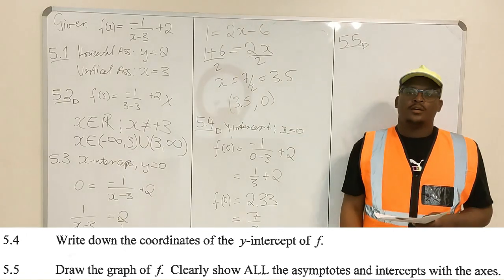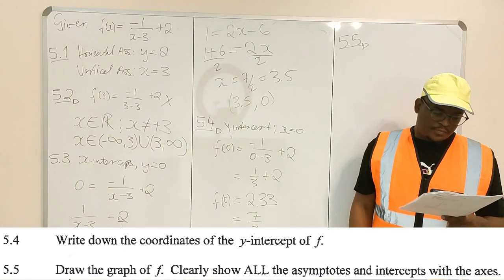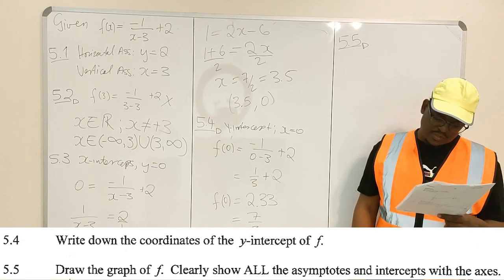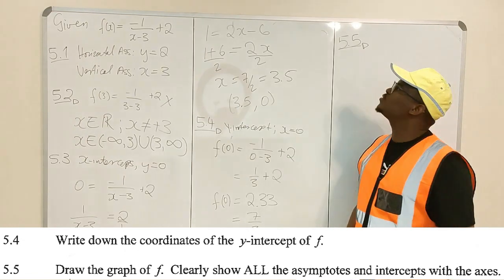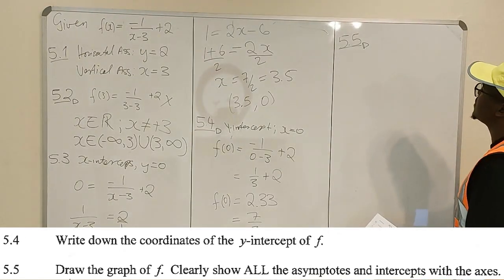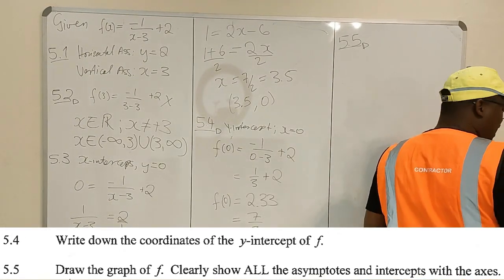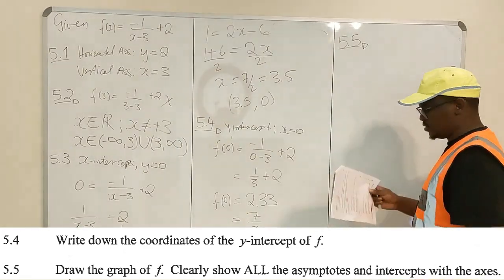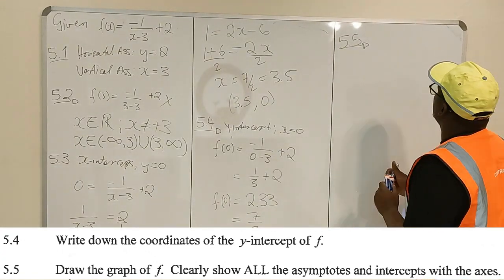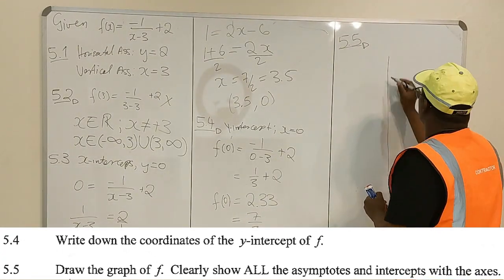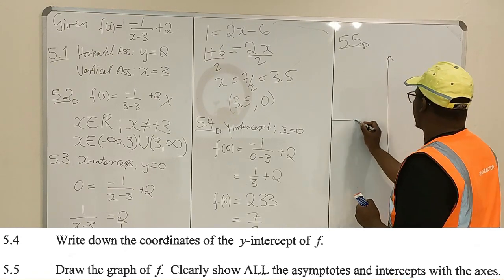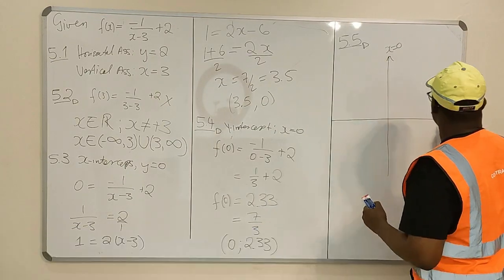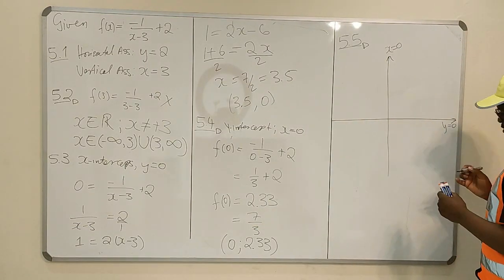Okay. So now we do 5.5. 5.5 reads as follows. Draw the graph of f. Clearly show all the asymptotes and the intercepts with the axis. So they want us to draw this graph and show all the intercepts with the axis. So I'll need different colors. Let me go and get them. So we want to plot our function, right? Here we go. This is x is equal to 0. This is y is equal to 0 here.